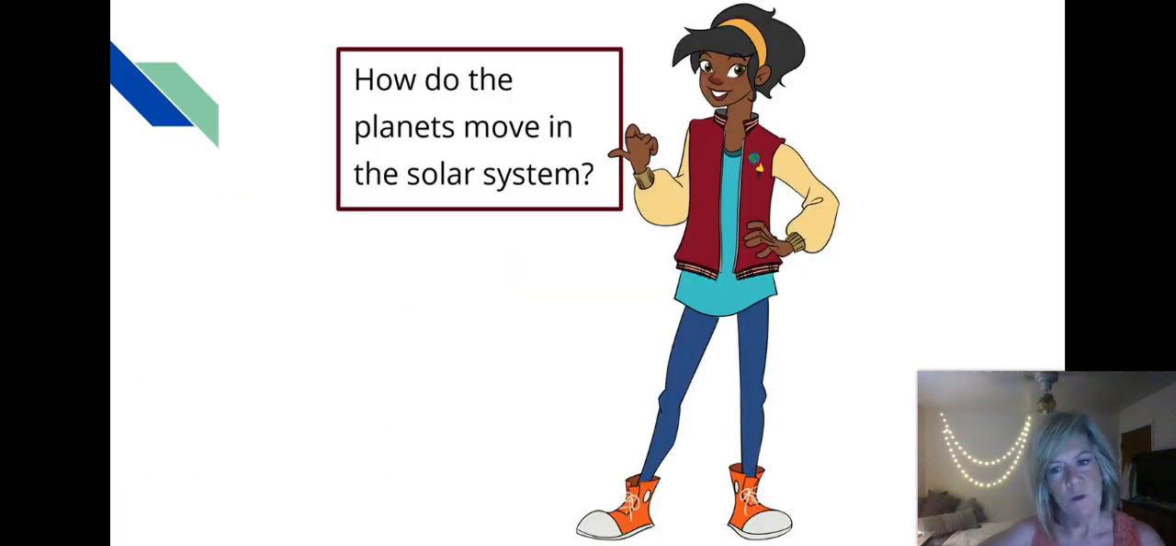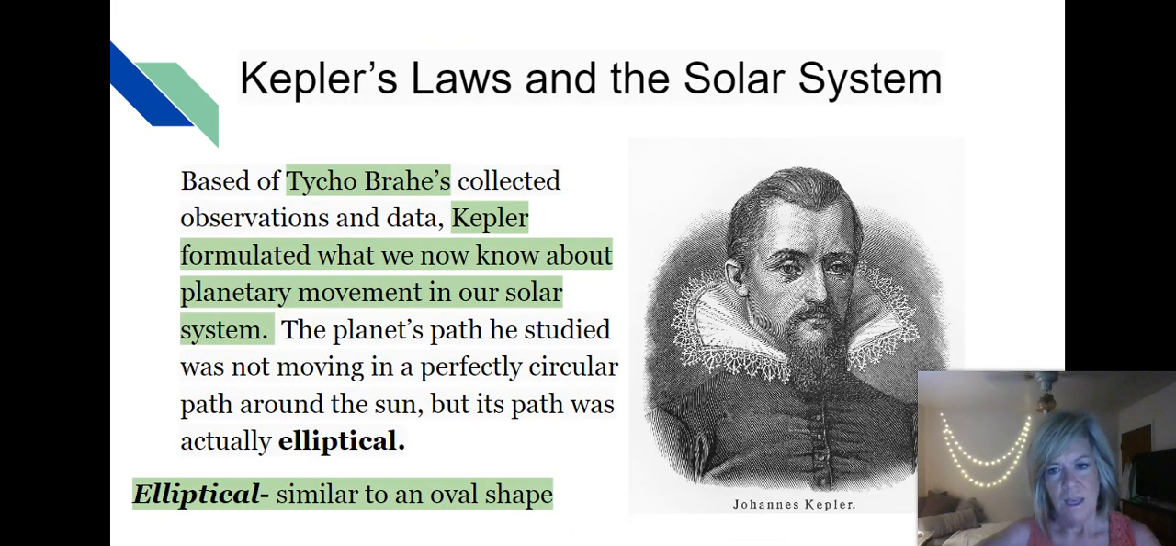So, how do planets move in the solar system? So Kepler, we're kind of returning back to talk about him a little bit, in addition to Tycho Brahe, who had collected quite a bit of observations and data. Kepler based all of his theories and laws on this data. He formulated what we know now about how planets move in our solar system based on Brahe's observations and his own. And the planet that he was studying was not moving in a perfectly circular pattern.